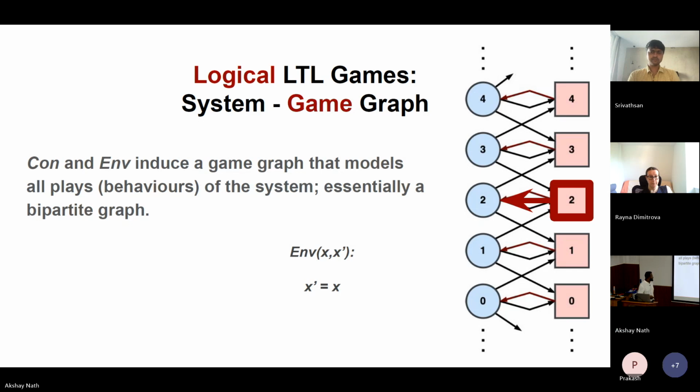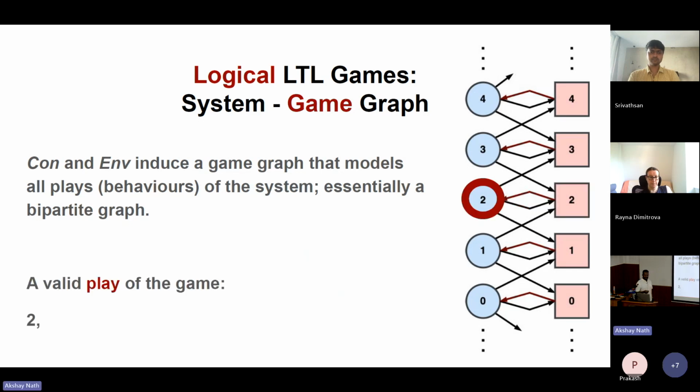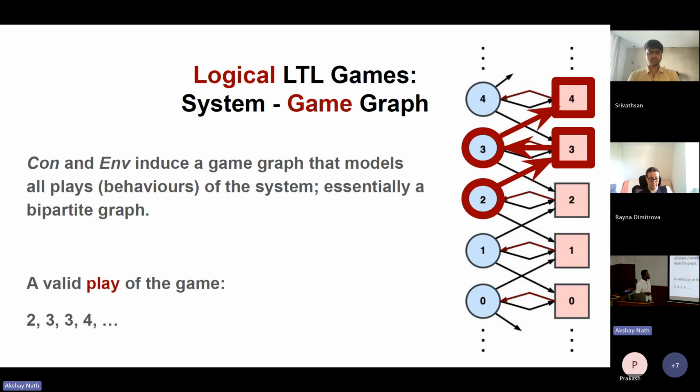Now, a valid play of this game is as follows. You start from any state. You could start from the left, or you could start from the right. And let's say I start from the left, 2. Now you check what moves con allows you. 3 is allowed, you could play 3. From env, you check what moves env allows you, and then you have this sequence of transitions. This is a valid play of the game that satisfies con and env.